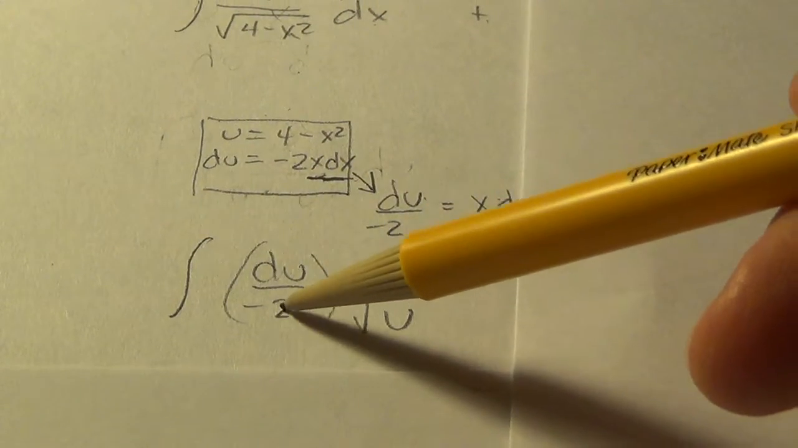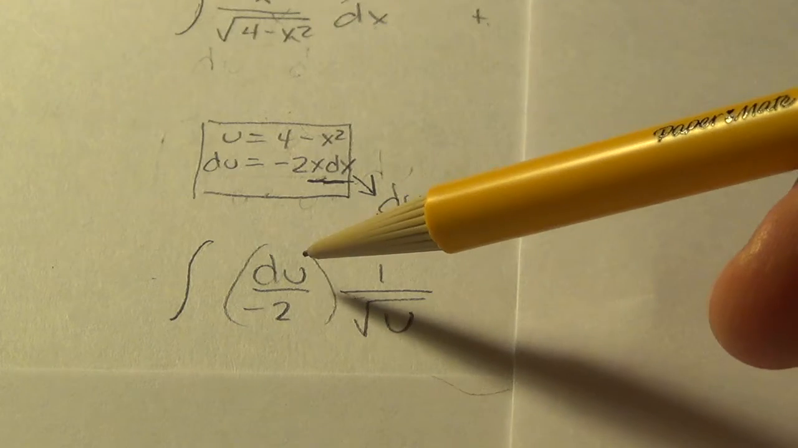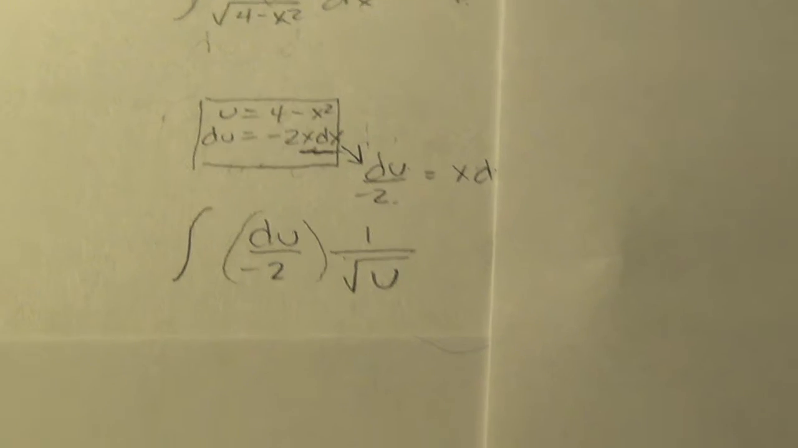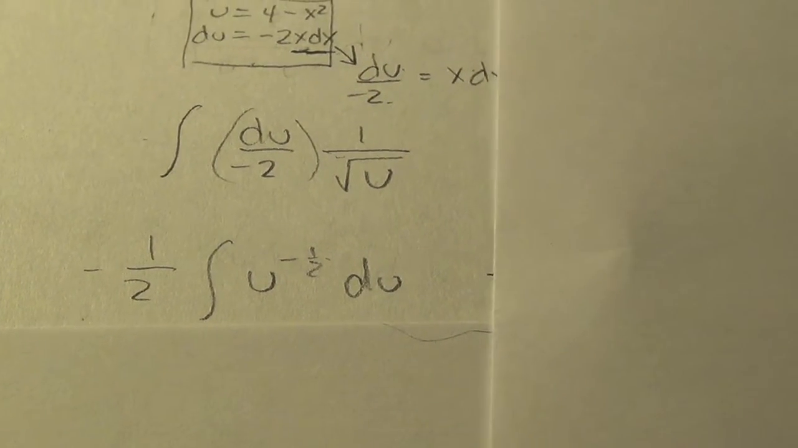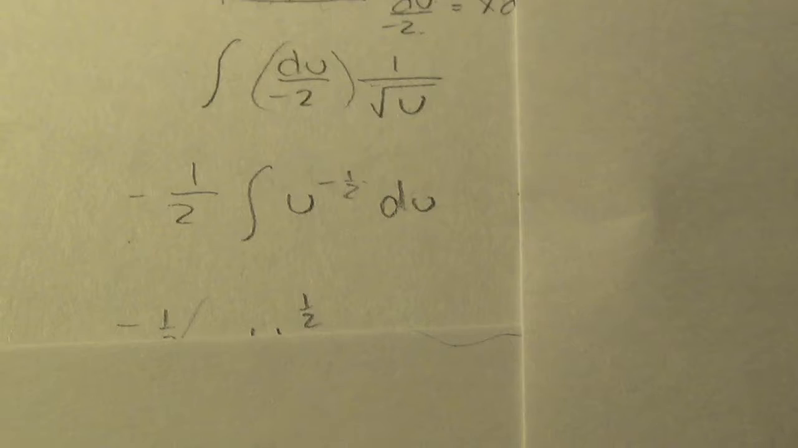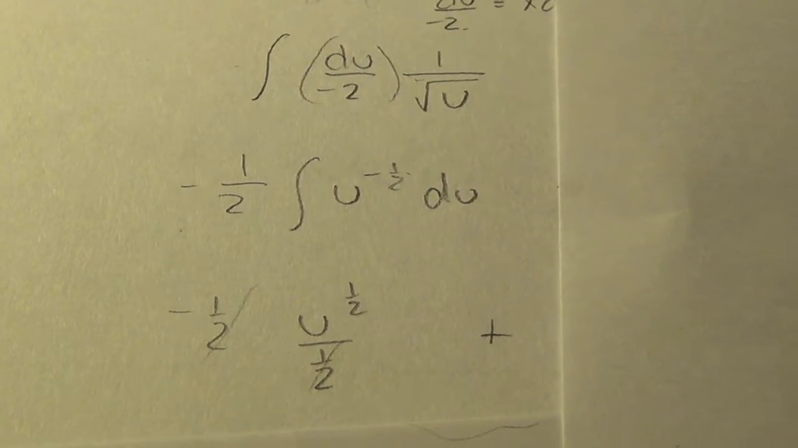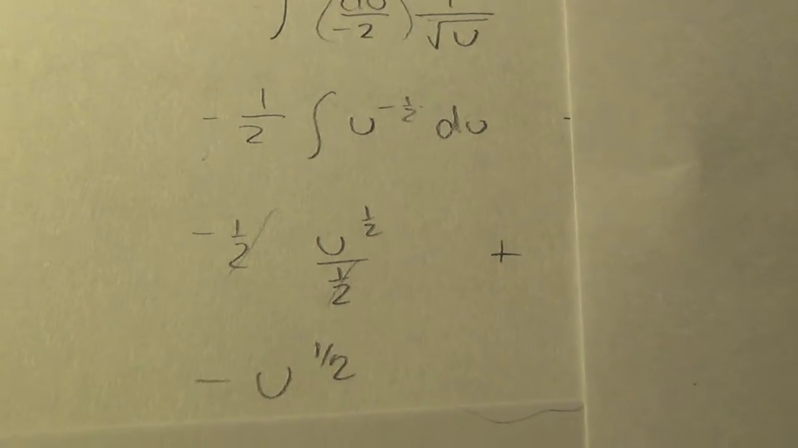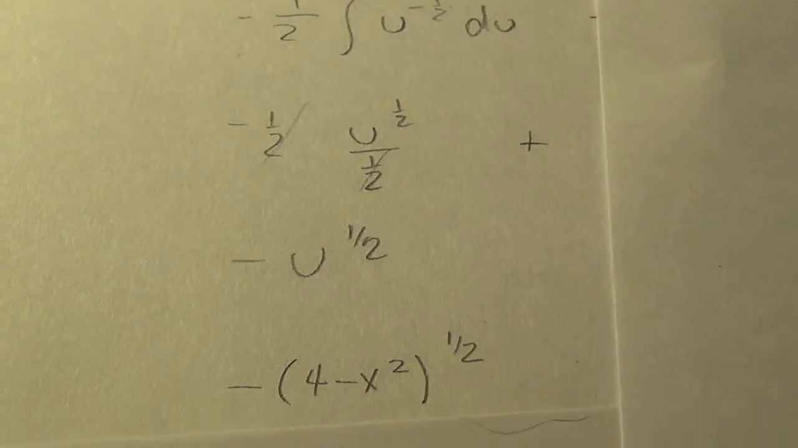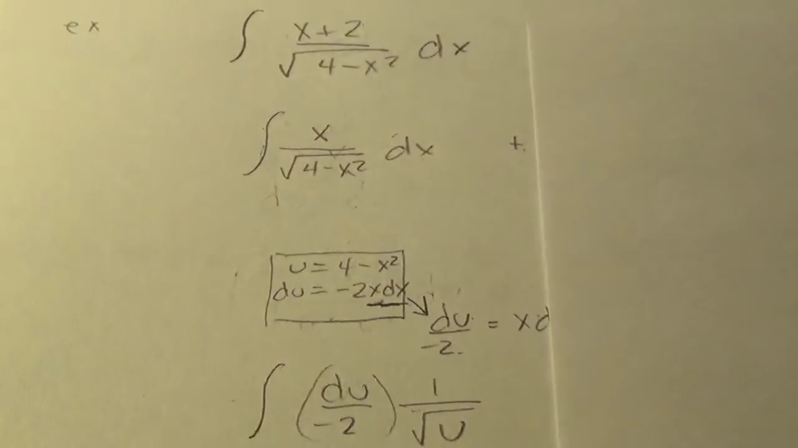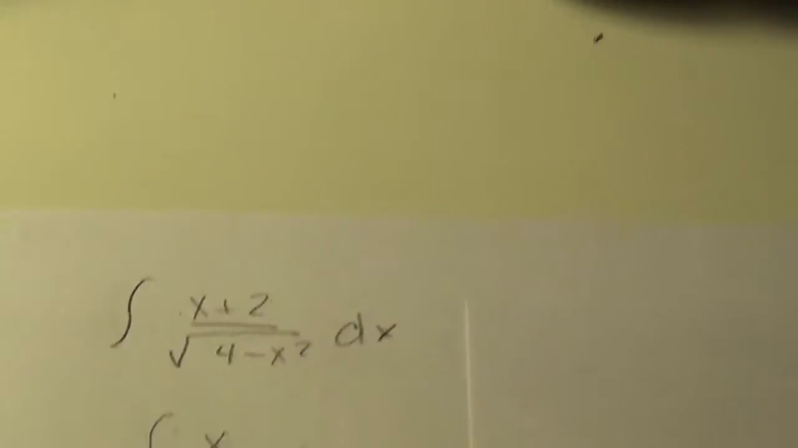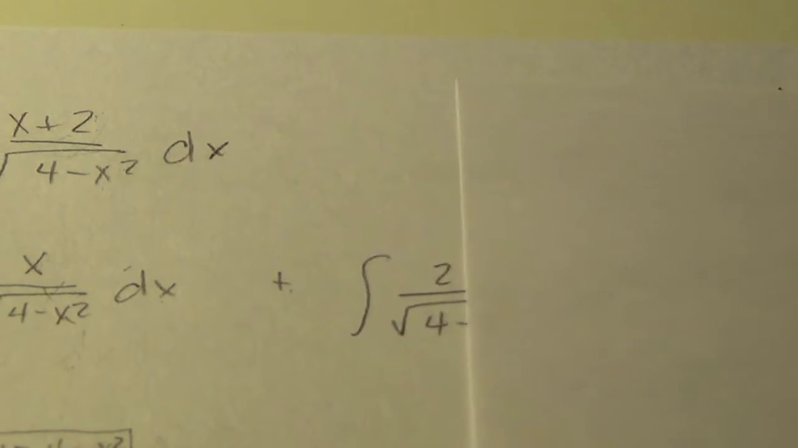This can be rewritten by taking the negative 2 across the integral sign, and this square root of u can be written as u to the minus 1/2. Now I have something familiar to integrate, and I go ahead and integrate it, adding 1 and dividing by 1/2. I have a negative u to the 1/2, and I can substitute back because u was 4 minus x squared. So there I sit. I didn't need any inverse trig on that side. Probably it'll appear on this side.